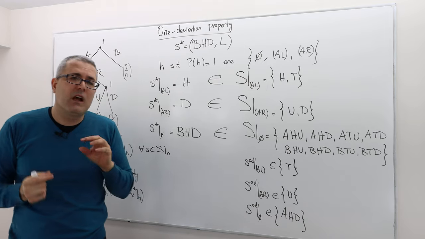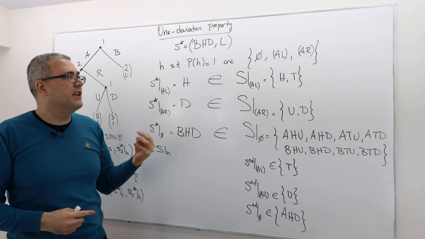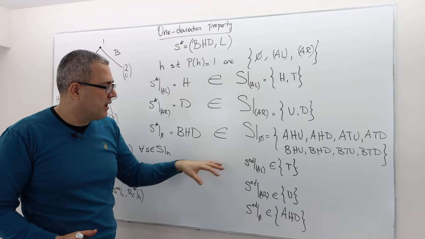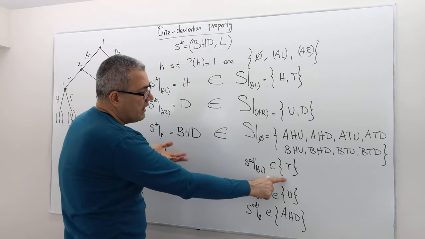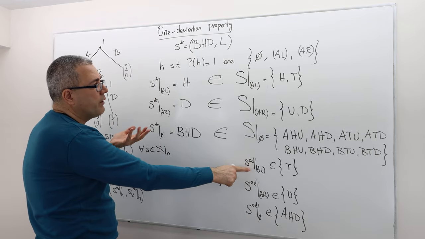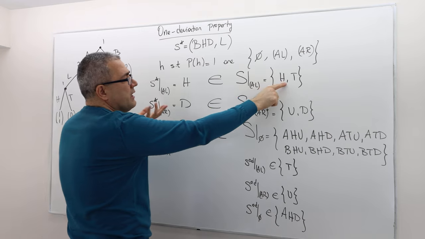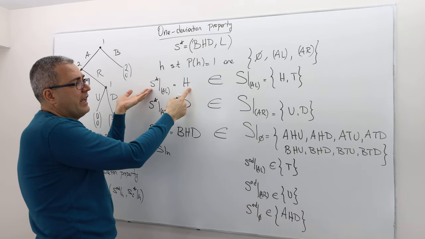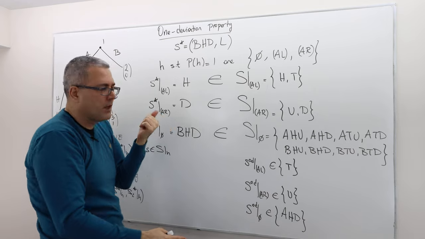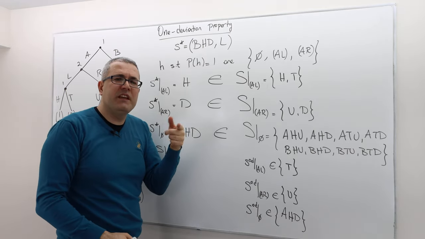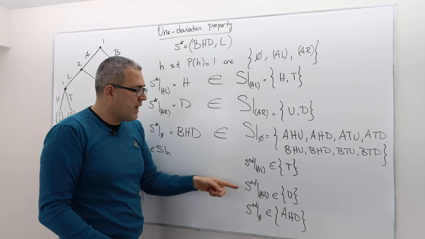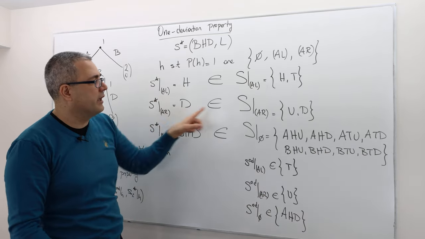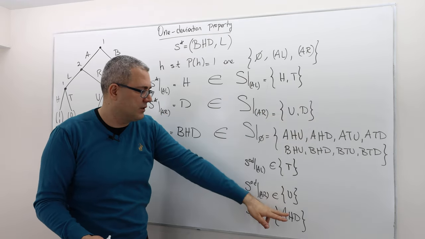What about one deviation strategies after those three histories? This is the set of one deviation strategies. Obviously, the set of available strategies after AL is either H or T, so it could be at most two, but I want him to play something different than H. He's already playing H, so only T. So there's only one deviation strategy after history AL, which is T. Similarly, there's only one deviation strategy after history AR, which is U, because he is playing D and there could be only two strategies, and therefore U.